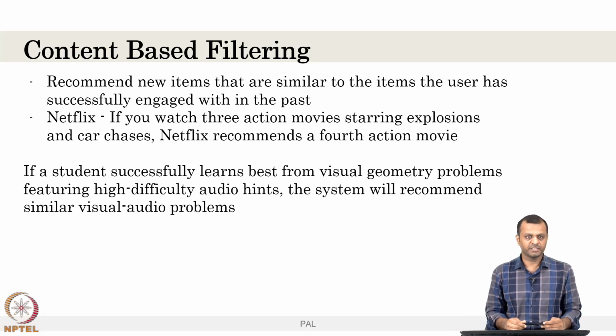In content-based filtering, you can recommend a new item based on similar items that users successfully engaged with in the past. For example, if you have watched a particular set of movies on Netflix or Amazon Prime or any other OTT, the system would recommend similar movies. It works very well on YouTube. You start watching a set of YouTube videos, and based on particular features in them, it tries to give you more.